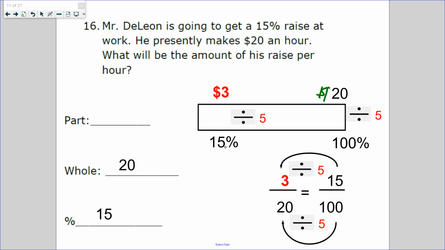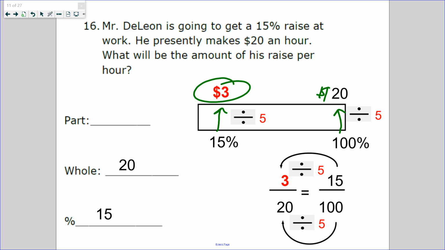15% is what he's going to get extra. Do we know how much money? No. So can you do a side-to-side relationship? What about up and down? How do you break down 100 to a 20? Divide by 5. 15 divided by 5 is $3.